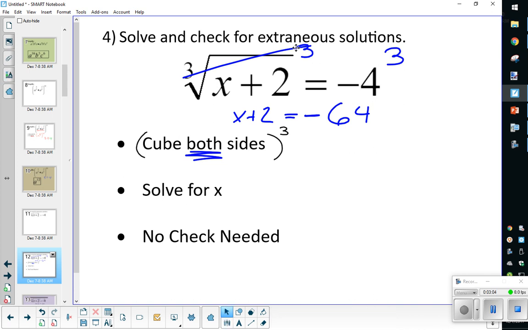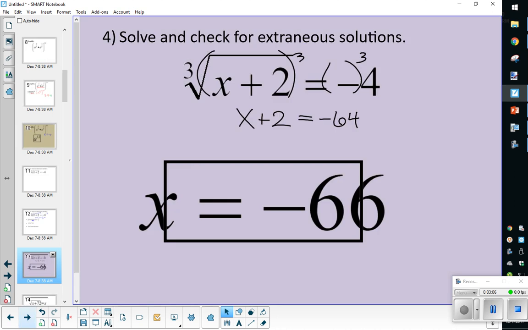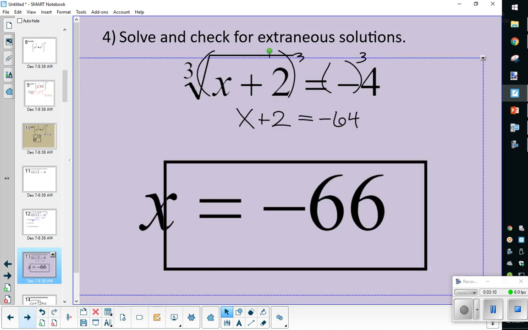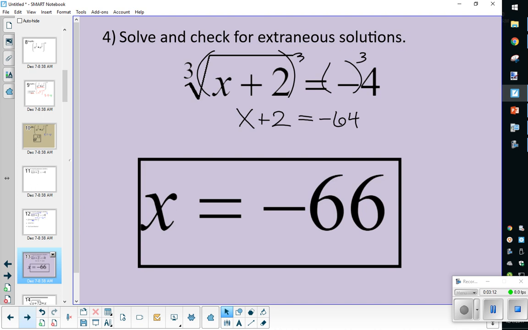Last thing you need to do is solve for x. You need to subtract 2. Your final answer is x equals negative 66. Questions on 4?